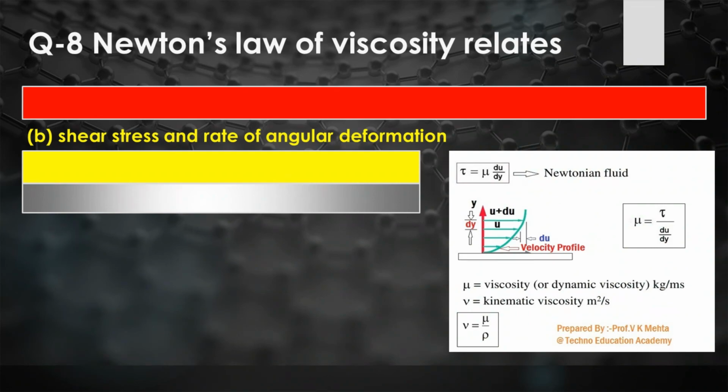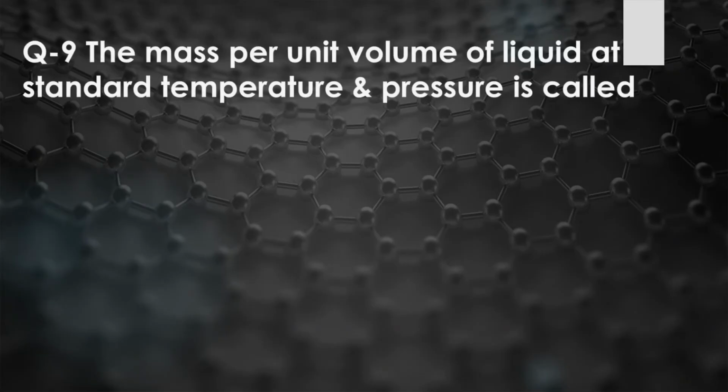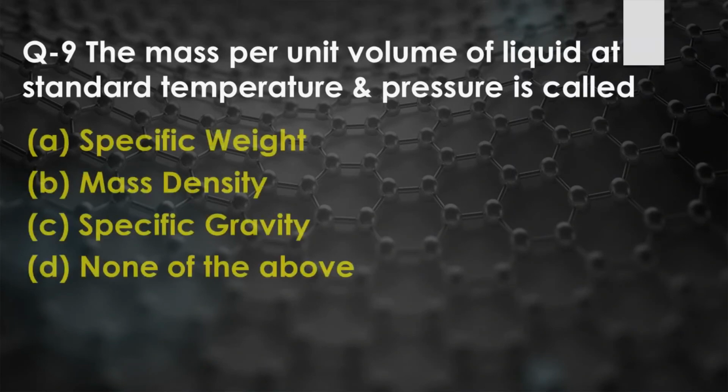Question number 9. The mass per unit volume of liquid at standard temperature and pressure is called: option A, specific weight. Option B, mass density. Option C, specific gravity. Option D, none of the above.